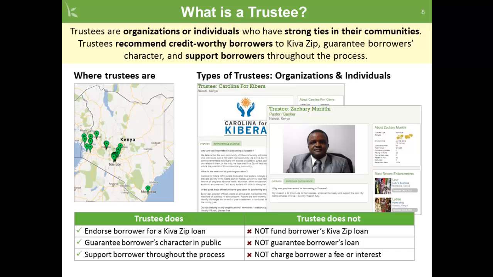Trustees endorse borrowers for loans. They do not fund the loans. They guarantee the borrower's character, but not the loan itself. They support the borrower throughout the lending process and do not charge any interest or fees. Trustees have no financial risk, but rather reputational risk within the online community.